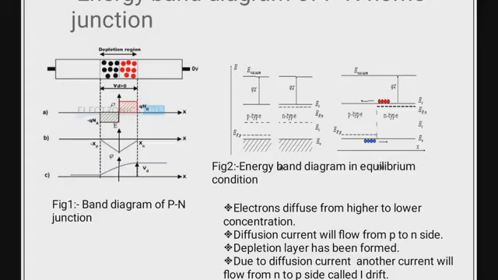Here I have already added this diagram, and in this diagram, figure 1, figure 2a, the Fermi level is constant. That means the derivative of the Fermi energy level with respect to x is equal to 0. That means the summation of the diffusion and drift currents is equal to 0 at equilibrium.